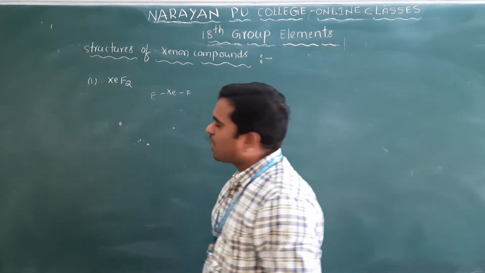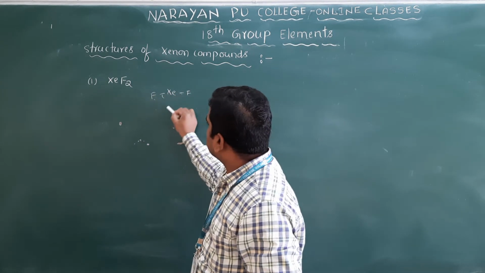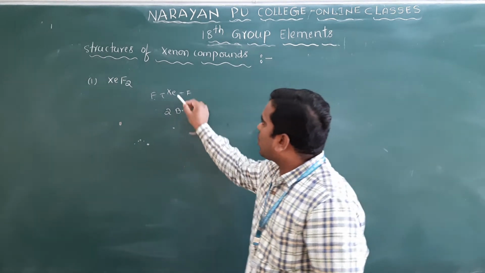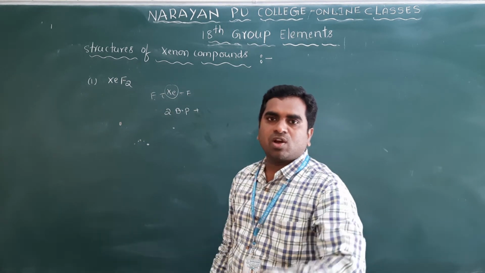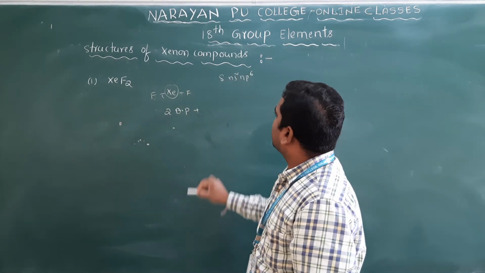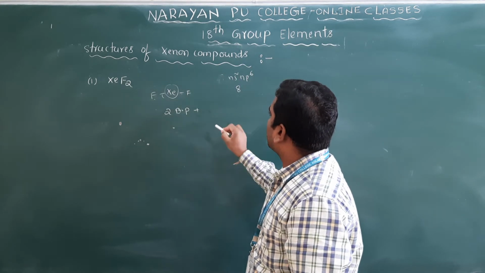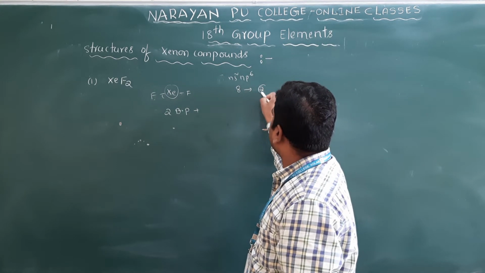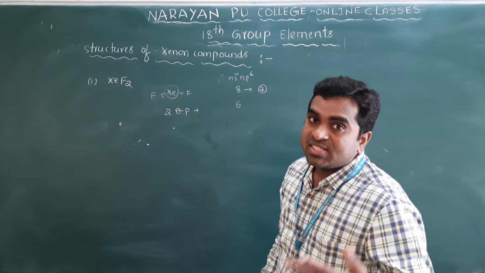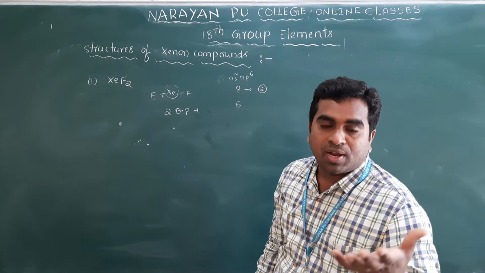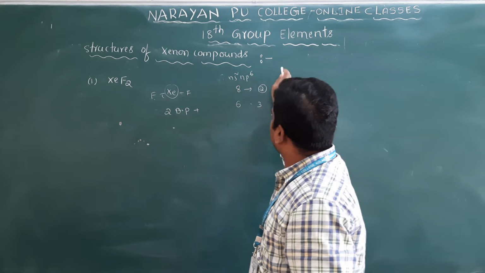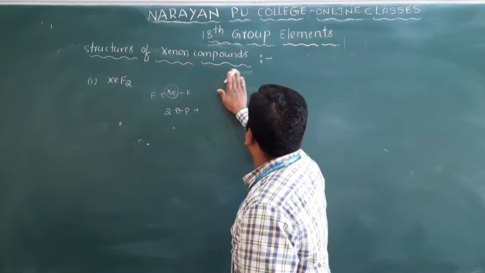Xenon is forming 2 bonds here, so 2 bond pairs. Xenon has a total of 8 electrons in the outer configuration, ns2 np6. In the 8 electrons, 2 electrons are used to make 2 bonds. So 6 electrons are left, and they are in the form of pairs. So there will be 3 lone pairs.